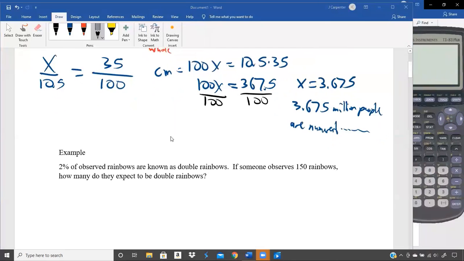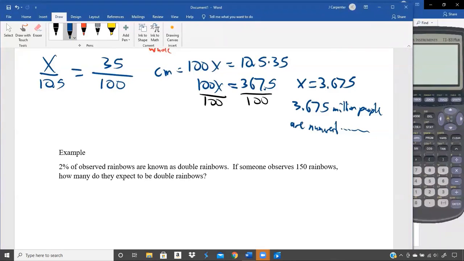All right, let's try it out. 2% of observed rainbows are double rainbows. If someone observes 150 rainbows, maybe over their life, that's a lot of rainbows to see. How many do they expect to be double rainbows?